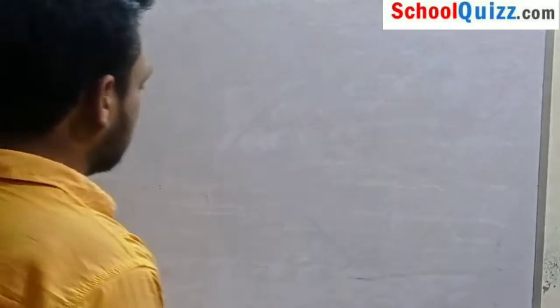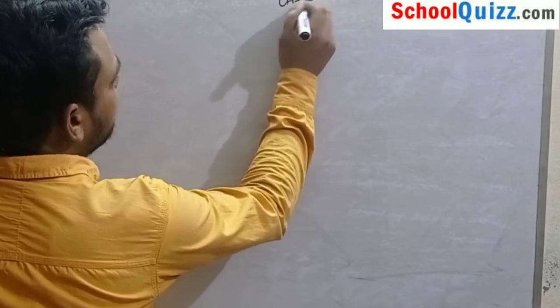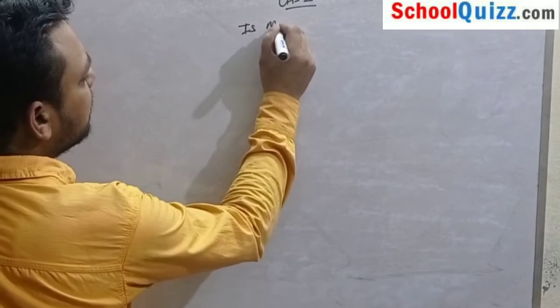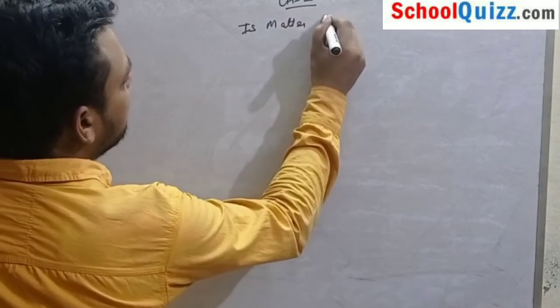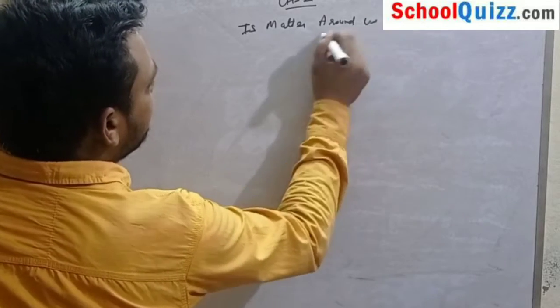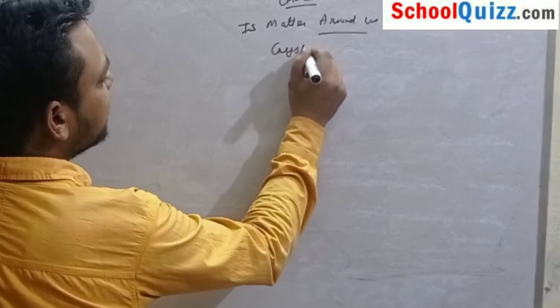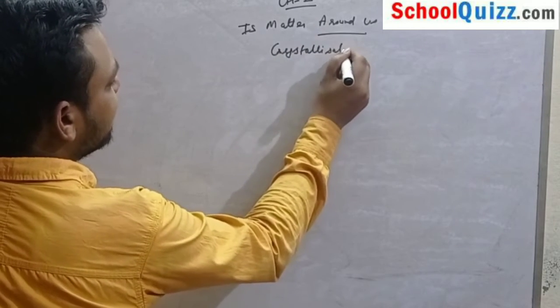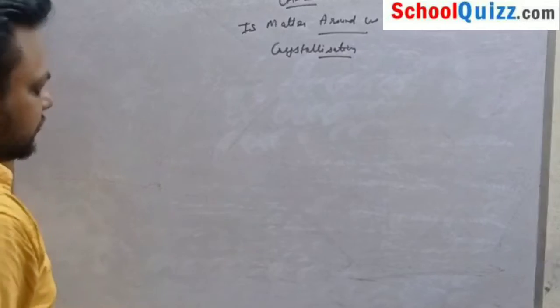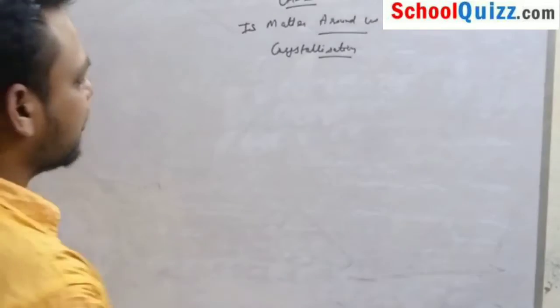So that is chapter number 2, Is Matter Around Us Pure, in which we will discuss our separating technique, that is crystallization. We will start with the help of an activity or experiment.